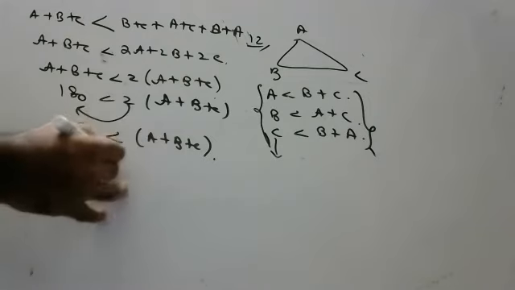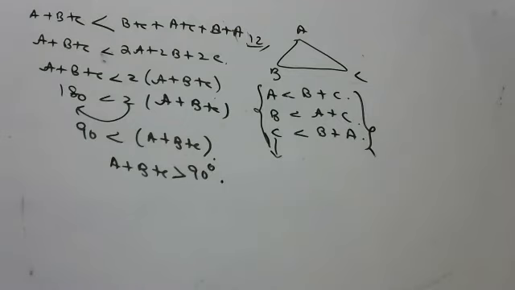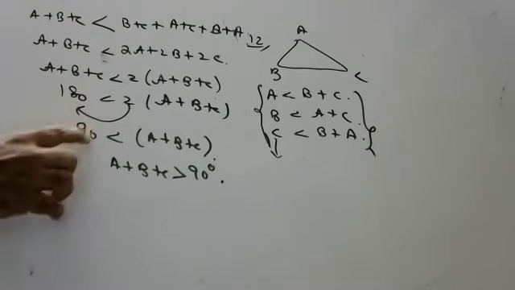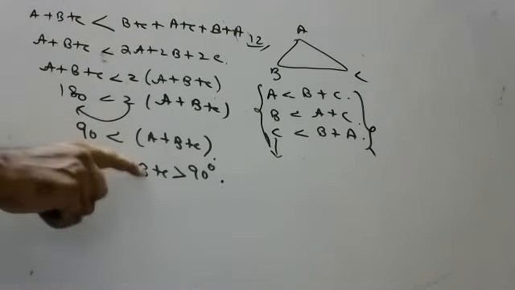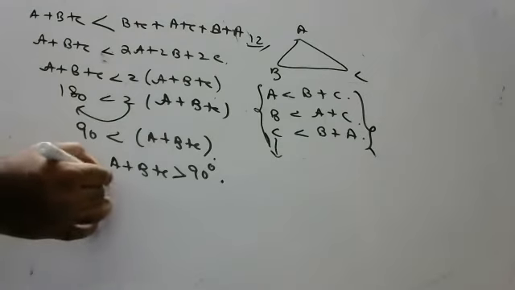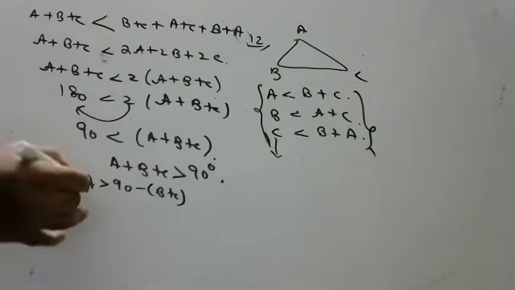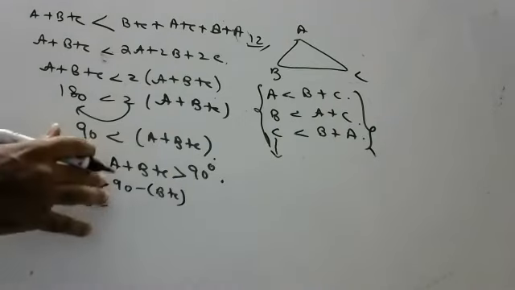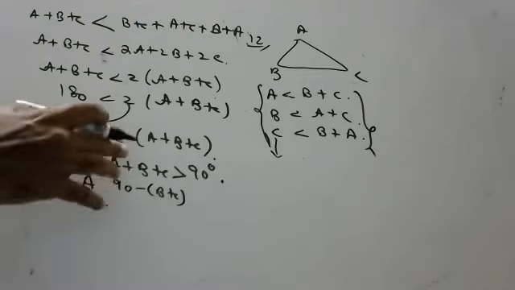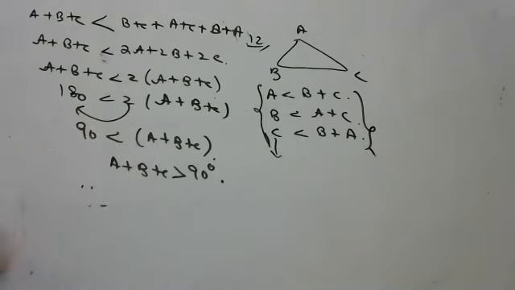So I'm getting A plus B plus C is greater than 90 degrees. So children, see here. How am I getting this? 90 is less than A plus B plus C. So indirectly, A plus B plus C is greater than 90. Now listen carefully, children. Last step. I can write A is greater than 90 minus B plus C. We have to show each angle is less than 90 degrees.